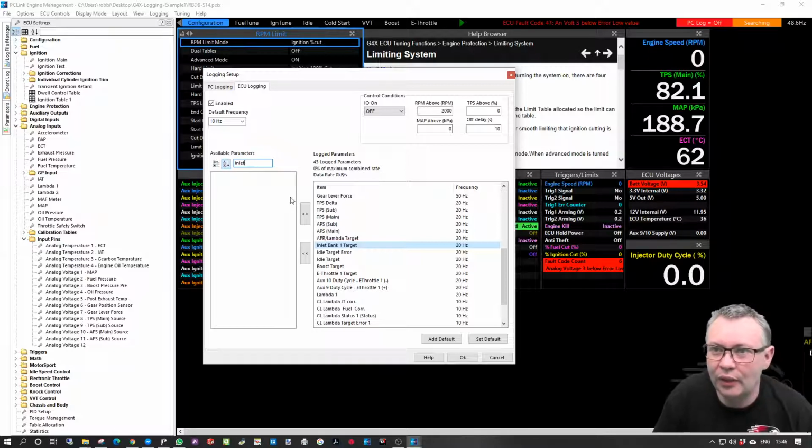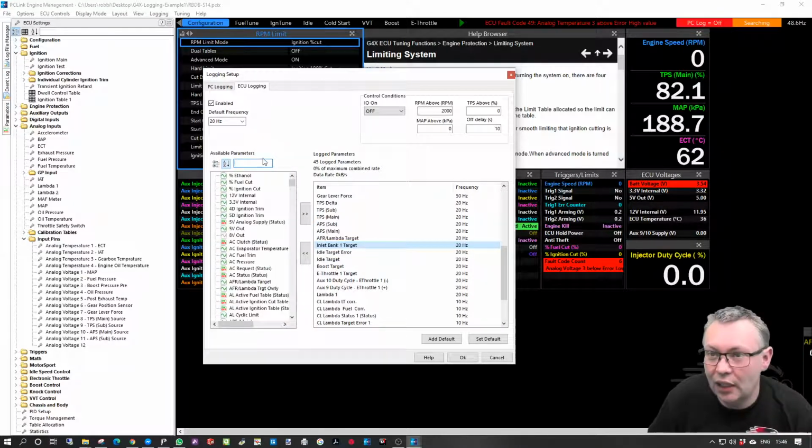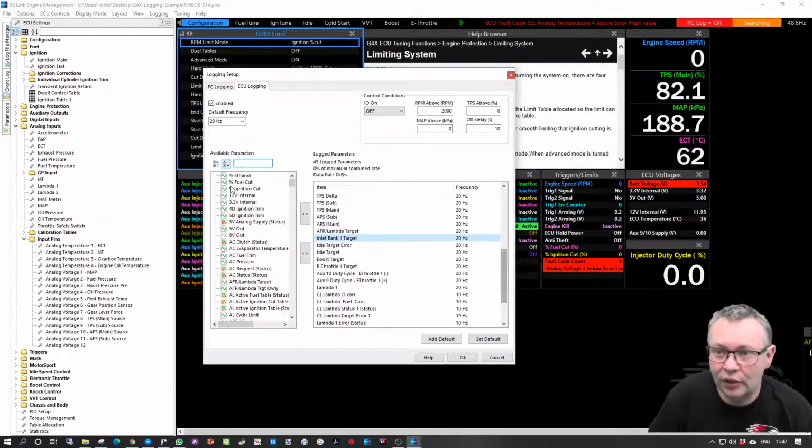Because there's no point knowing what the target is. Inlet bank 1 position and error. And I might put them at 20 hertz. So we have the target, and we have the position and the error. Okay, idle target, error and idle target. Well, if the car is drive-by-wire, we have already got all the rest of the throttle stuff, so we don't need to do a whole lot more with idle.